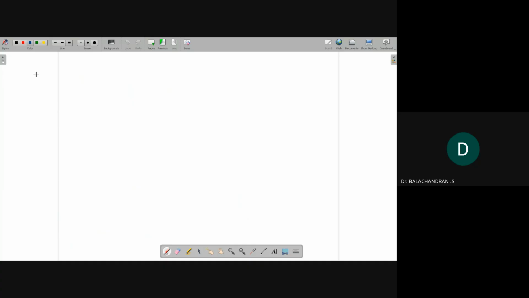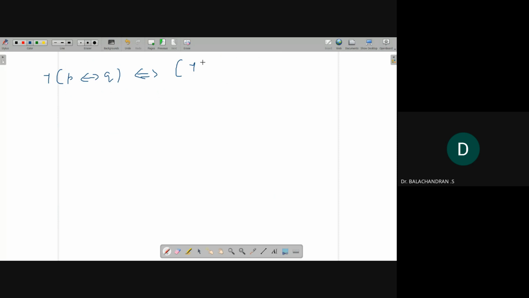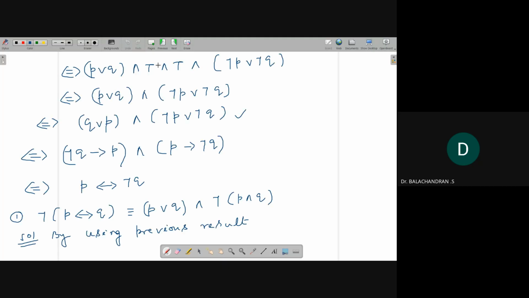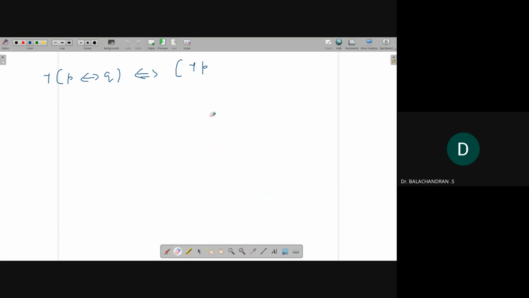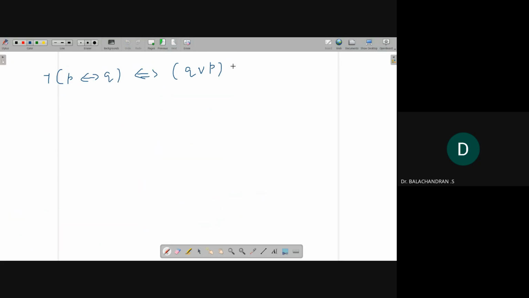So the negation of P biconditional Q is equivalent to the negation of what? Sorry, I think first I write this. Okay, Q or P, and negation P or negation Q.